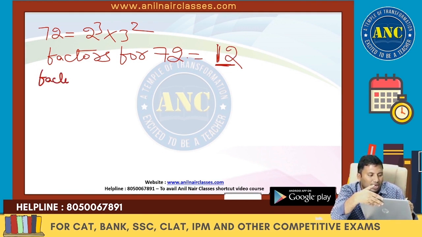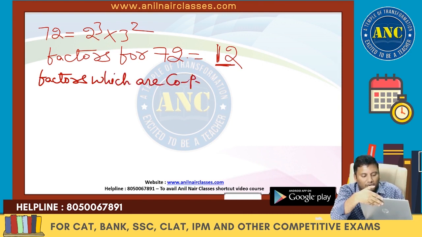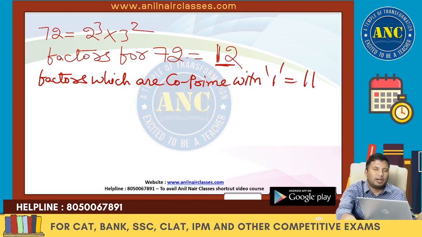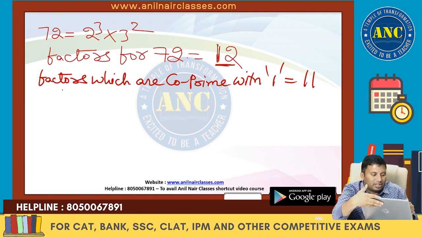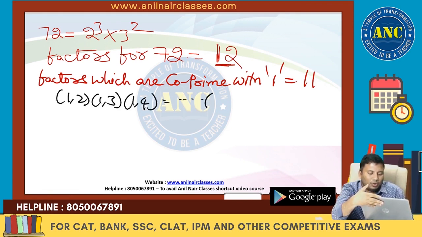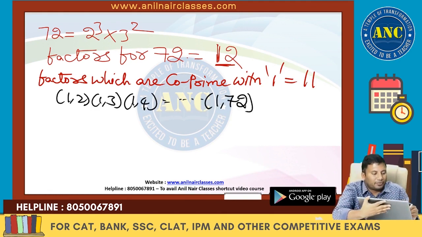Factors which are co-prime with 1 are 11. Now, what are they? 1 comma 2, 1 comma 3, 1 comma 4, and so on up to 1 comma 72. Am I right? Next one.